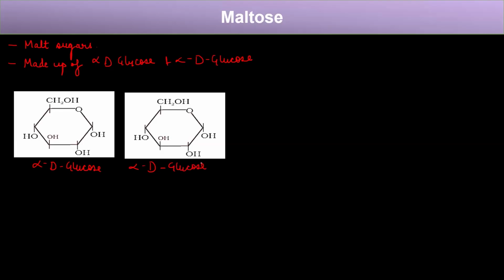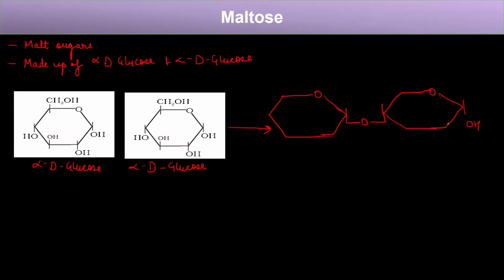Okay. Now, when the bond formation takes place, how will it look? The structure will look something like this. So you have one, this is OH, this is OH, CH2OH. Similar will be the case here also, right? The OH, right? So this is the structure of maltose.